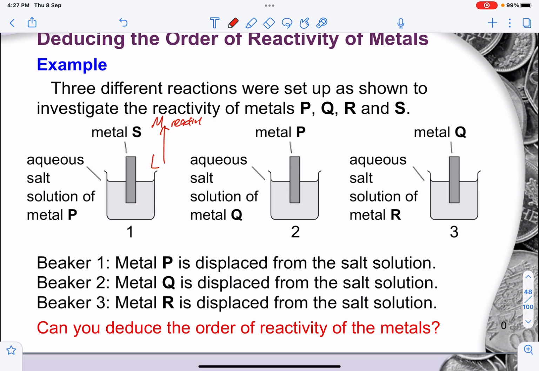So if S is able to displace P, it means S must of course be more reactive than P. Then when we look at here, Q is being displaced from the salt solution, which means P must be more reactive than Q. So this will become here, where Q is lower. Then you have metal Q, and R is displaced from the salt solution. That means Q can displace R, then of course R would be the least reactive. So SPQR is the order of the reactivity series, where S is the most reactive and R is the least reactive.